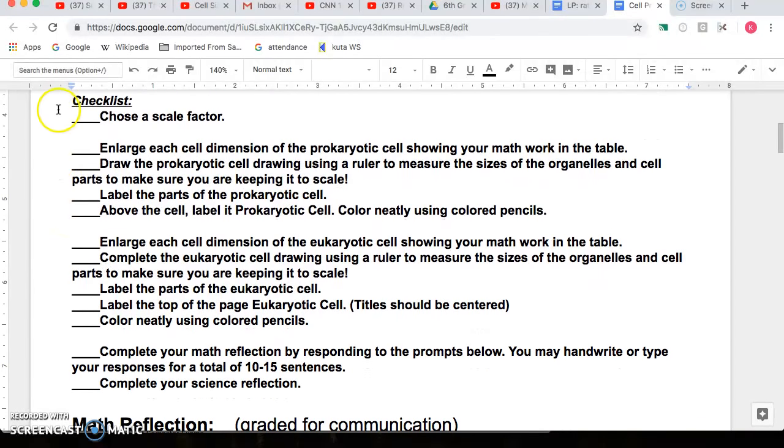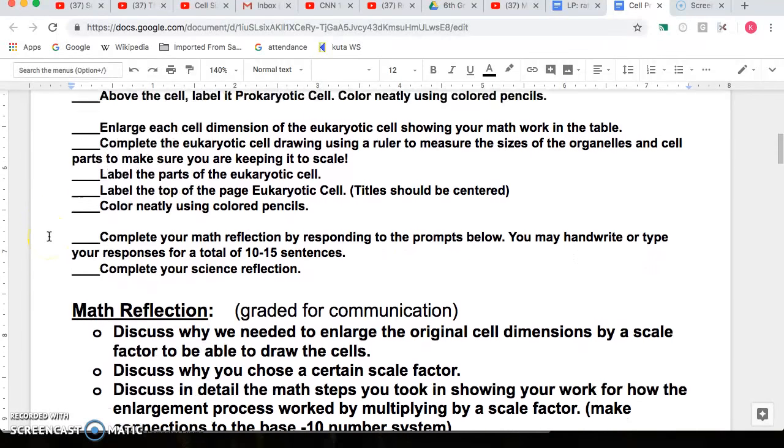You have a checklist. A lot of students come to me and go, I don't know what to do next. Well, that's what this checklist is for. You're checking off things as you do them. So the first thing you're going to do is choose a scale factor, and that'll be helpful with above. Then we have this section, which is for the prokaryotic cell. You're going to enlarge each dimension, showing your math on the table. You're going to draw the prokaryotic cell using a ruler to measure the sizes of the organelles and cell parts to make sure you're keeping it to scale. You're going to label the parts. You're going to write prokaryotic cell above it, and you're going to color it neatly using colored pencils.